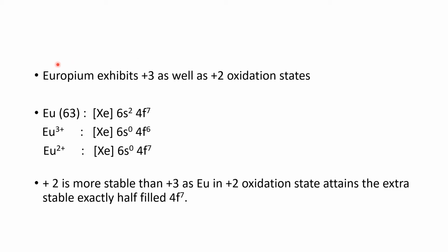Europium is another element which exhibits, apart from +3, another oxidation state, that is +2. So let us again have a look at the configuration of europium. It is 6s2 4f7. In +3, the configuration becomes 6s0 4f6. 3 electrons are lost, 2 from the 6s level and 1 from the 4f level. But if you see the oxidation state of +2, europium acquires a configuration of 6s0 4f7.